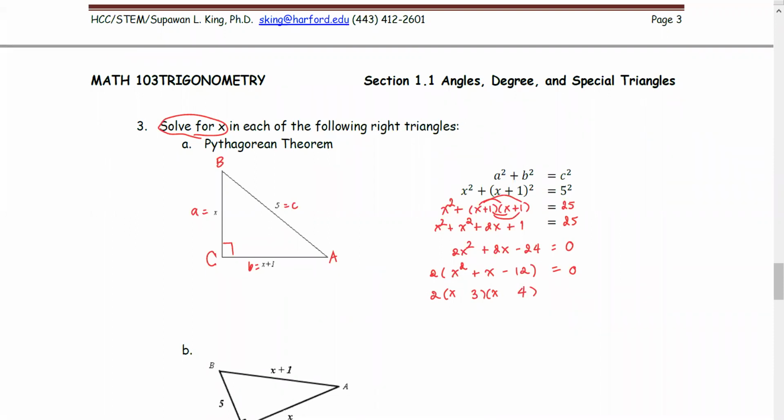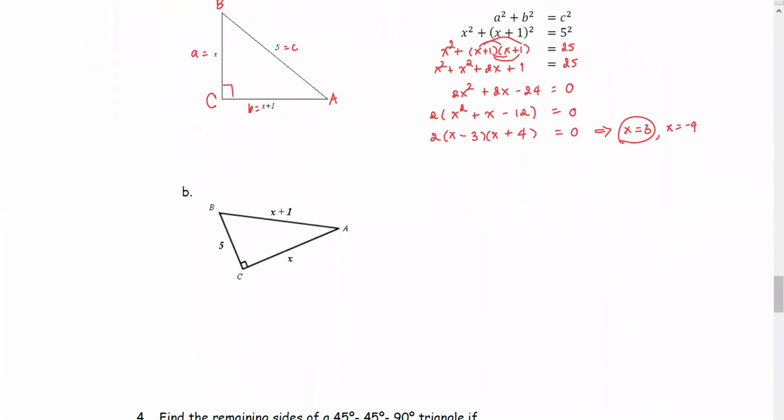The sum is positive 1, so the higher number has the same sign as the result. So we get the factors x minus 3 and x plus 4. So we solve for x. x equals 3 and x equals negative 4 as the two results. For the side, we disregard the negative number. We keep the answer as a positive 3. Next one.